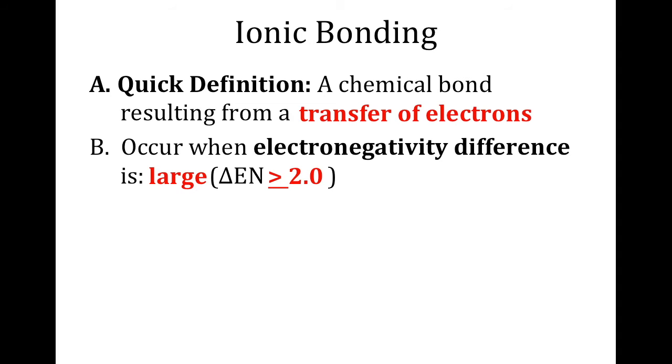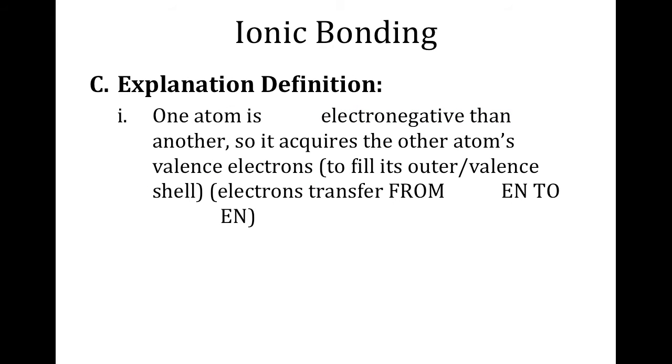And you can look up the electronegativities of certain elements online. So, if we have this high electronegativity difference, that means one wants electrons a lot more than the other, so it's going to take. That's where we get that transfer of electrons. So here's our definition. One atom is more electronegative than another, so it acquires the other atom's valence electrons in order to fill its outer or valence shell. Electrons go from the low electronegativity atom to the high electronegativity atom.